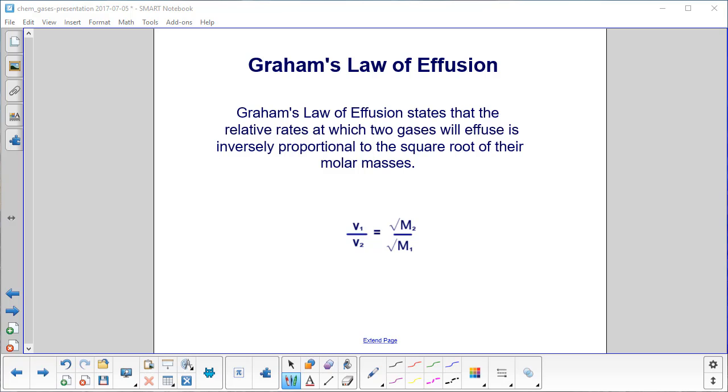Graham's law of effusion states that the relative rates at which two gases will effuse is inversely proportional to the square root of their molar masses. Kind of did that a couple slides ago where we used the kinetic energy equation. So again, the greater the velocity, the quicker they effuse.